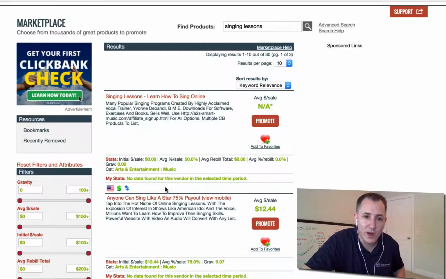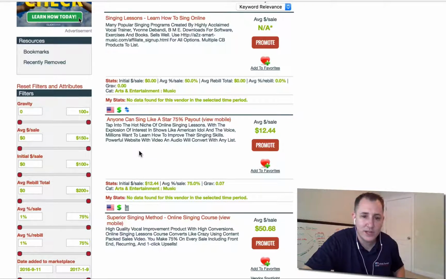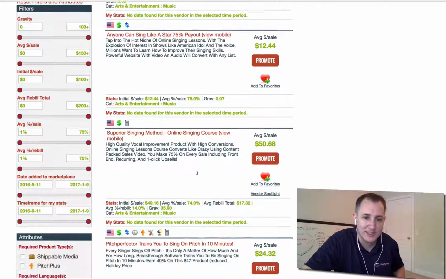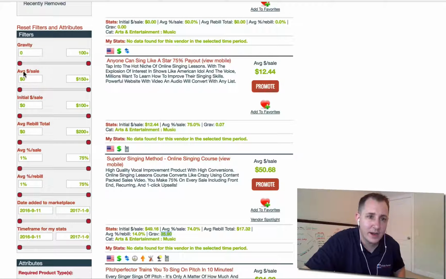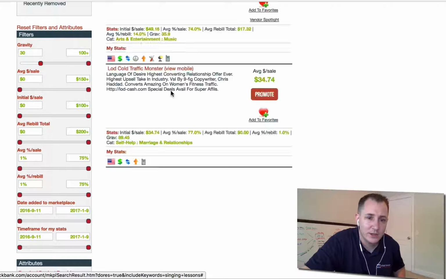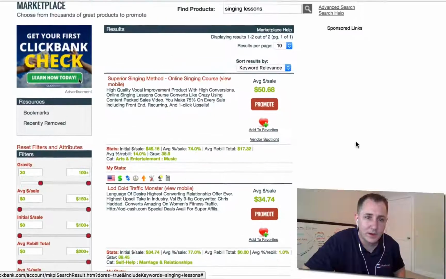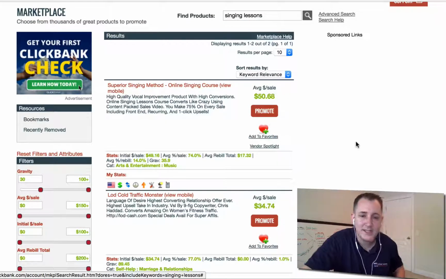Look down here at the gravity. If the gravity is like 0, then you don't want to sell it. Gravity 0.07. This one's got a gravity of 35.9. So let's come up here and slide our gravity level up to about 30 or so and see what pops up. Basically one product that has anything to do with singing, and that's where you're probably going to make your money on this one.